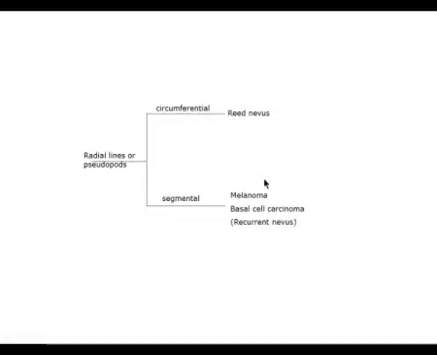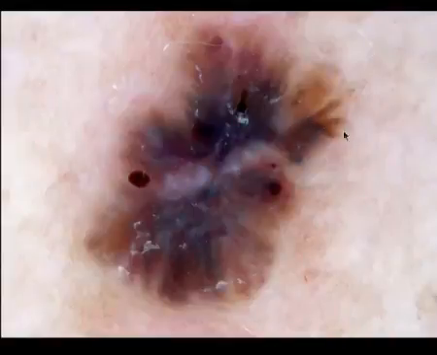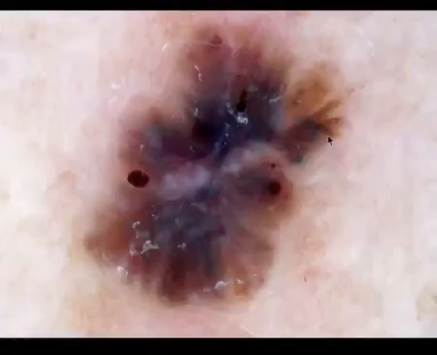What about segmental radial lines of pseudopods? As I already said, it could be melanoma or basal cell carcinoma mainly. Here we have a chaotic lesion, we have a structureless pattern, but also some radial lines in some segments, and as you can see here, they are connected at a common base, and the radial lines here are thick and vaguely look like a leaf. But it's not necessary to use this metaphoric term. We can call it radial lines at the periphery in some segments, and the differential diagnosis is melanoma versus BCC.